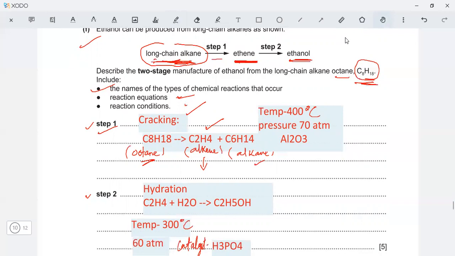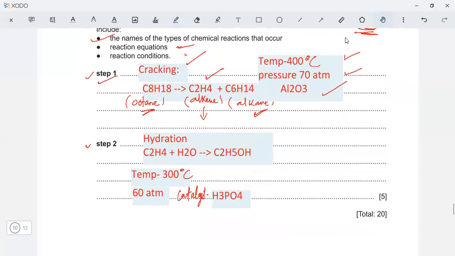For this reaction, we need a temperature of about 400 degrees Celsius. Pressure is supposed to be 7 atm, and the catalyst is supposed to be aluminum oxide. This is the condition required for this cracking process to take place, where the bigger alkane is converted into alkene as well as a smaller alkane. This is called cracking.